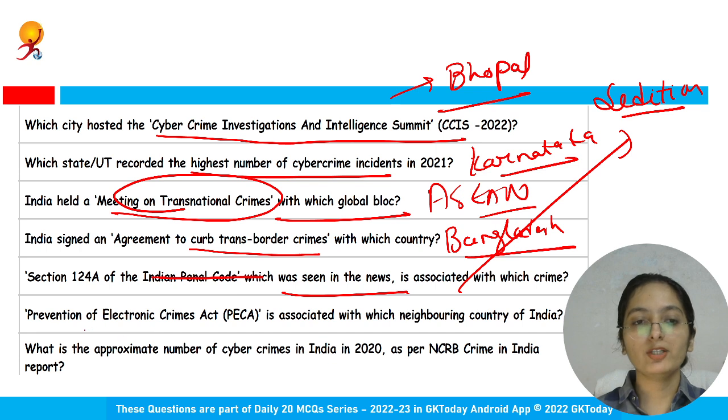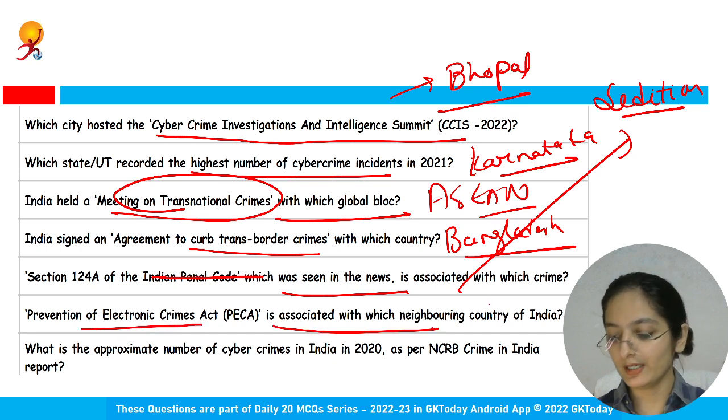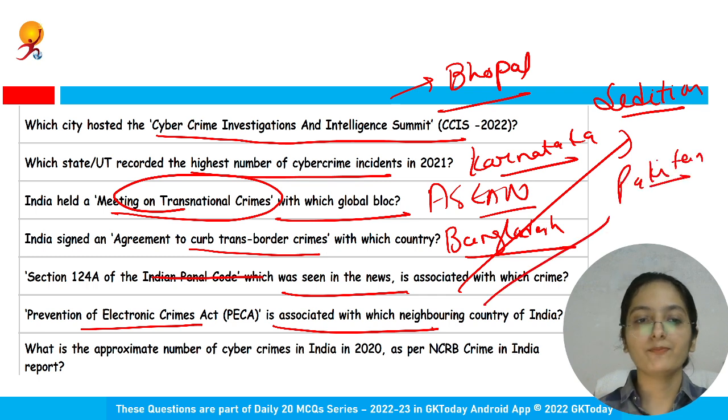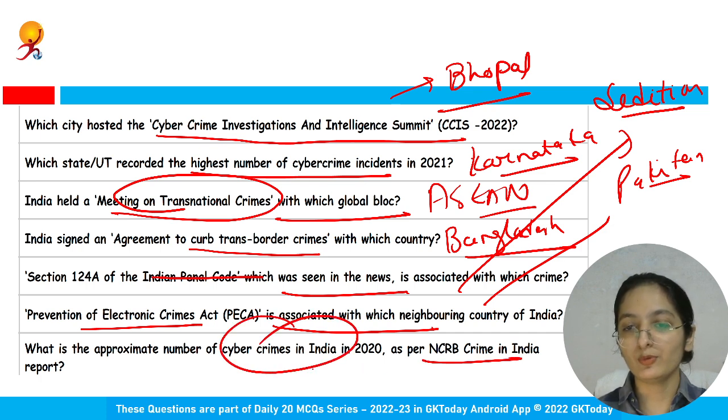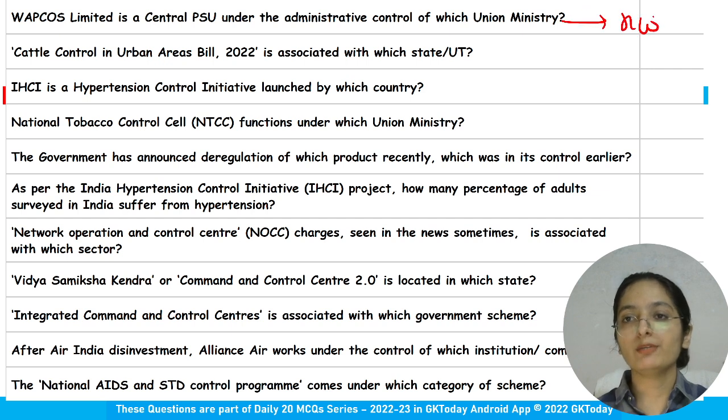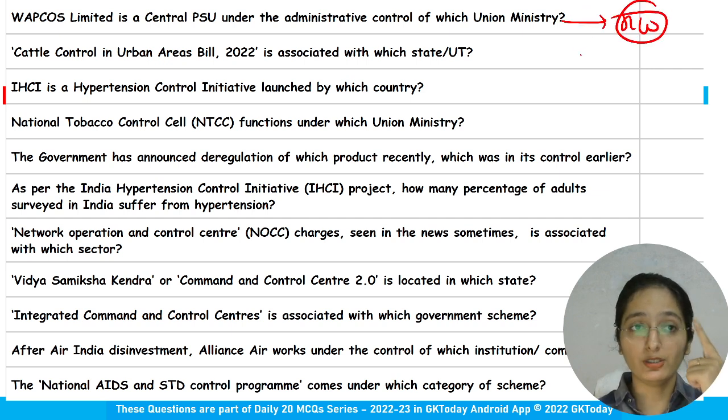Sedition. Prevention of Electronic Crimes Act, it is associated with which neighboring country of India? Our neighboring country, Pakistan. What is the approximate number of cyber crimes in India in 2020 as per the NCRB Crime in India report? 50,000. Then coming to certain miscellaneous questions and the last category. The first question I hope you all are able to see. You will let me know the answer in the comment section.